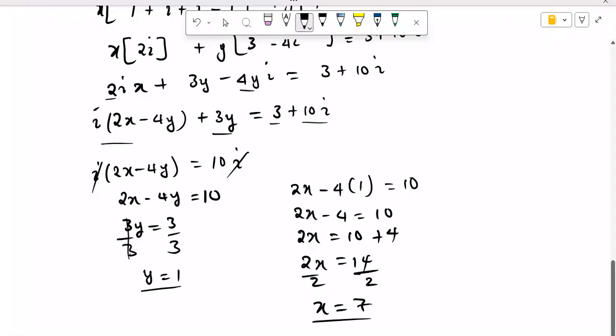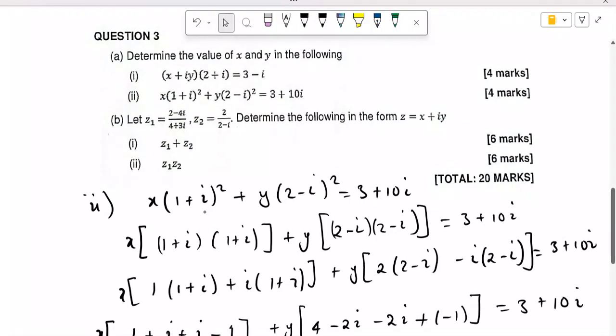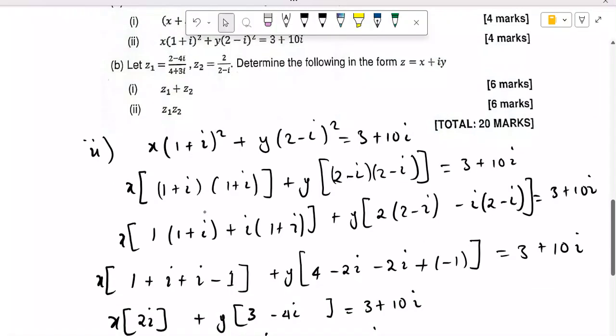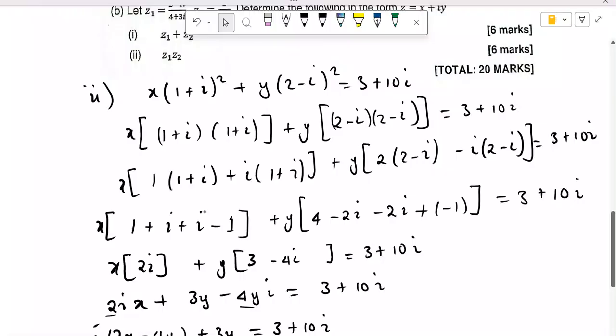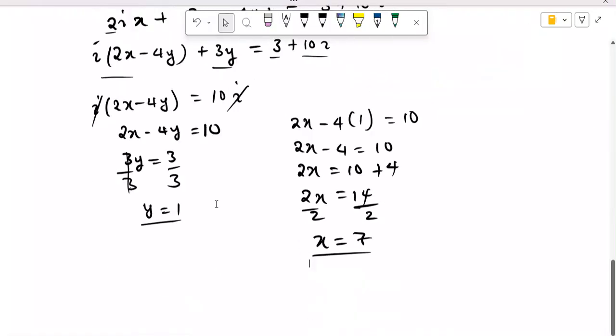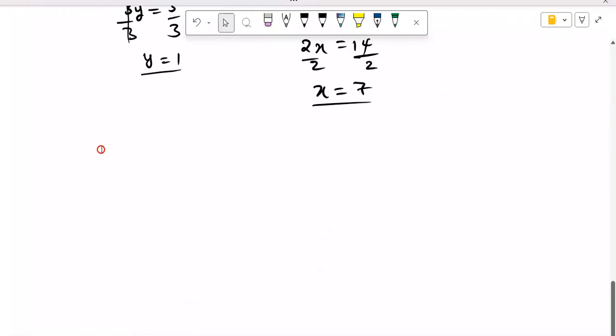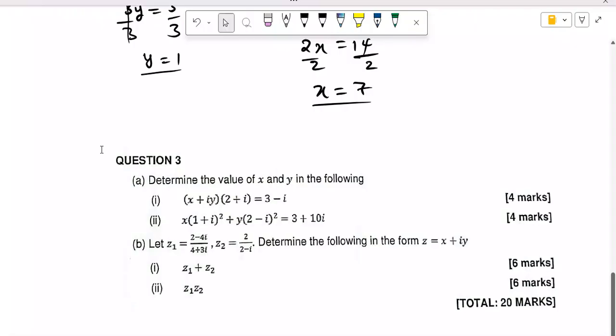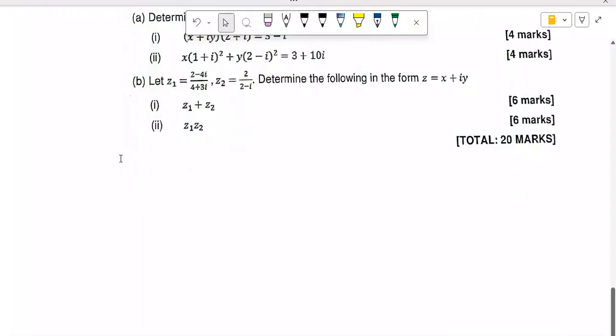Okay, so this is how you solve. Very easy and straightforward. You just have to know i. What is i? If you say i squared is negative 1, that's the only formula which you have to remember when solving these complex numbers. Okay, so let's come to part B.